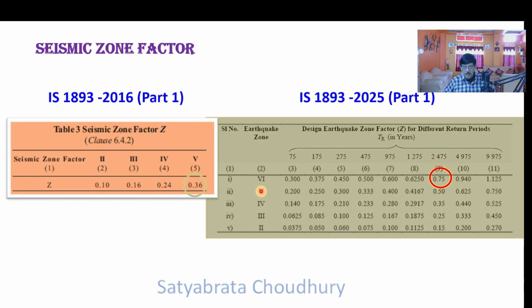So we are in seismic zone 6. Silchar city is in seismic zone 6 in the new code, and return period is 2475 for the building considered. So it is 0.75. Zone factor is 0.75. So Z equal 0.36 in the previous code, and Z equal to 0.75 in the new code.